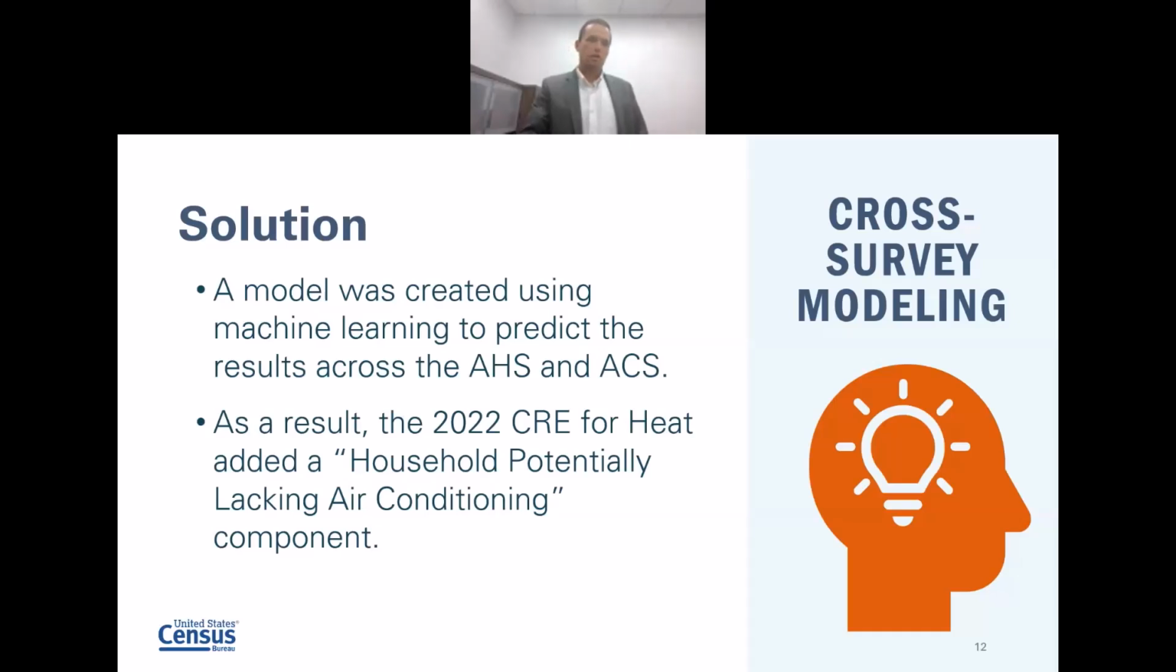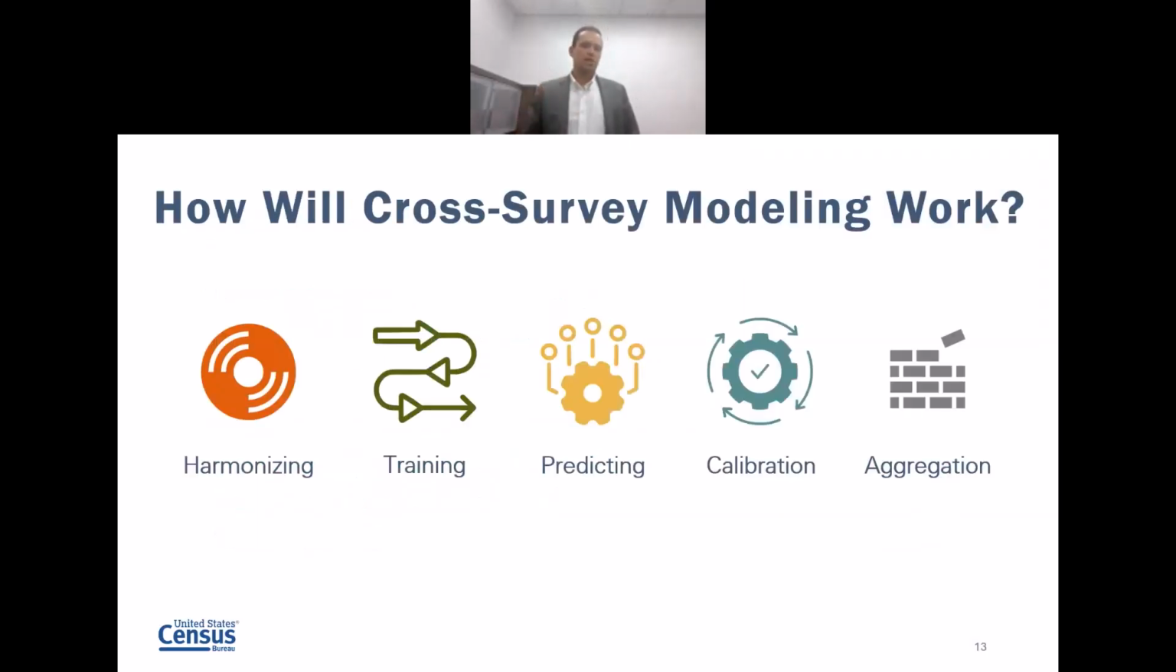And so now I want to go ahead and spend some time talking through the idea of how do we make this work? How does cross-survey modeling work? And what are we doing to make data go from one survey to the other with the algorithm? And we're able to go ahead and do that with 5 steps, essentially. And so I'll use the CRE for heat as an example of what we did for the air conditioning question.